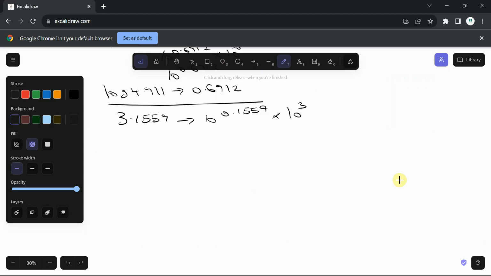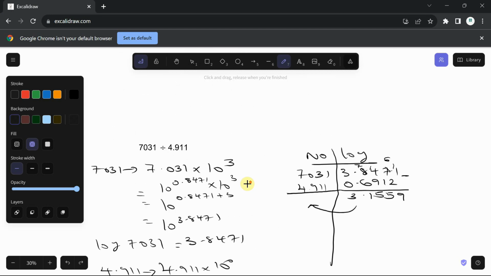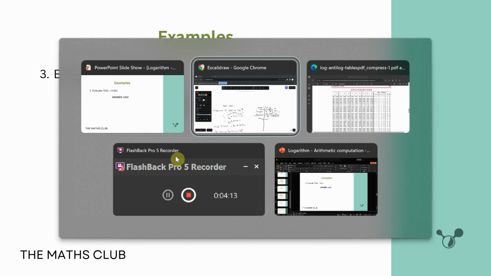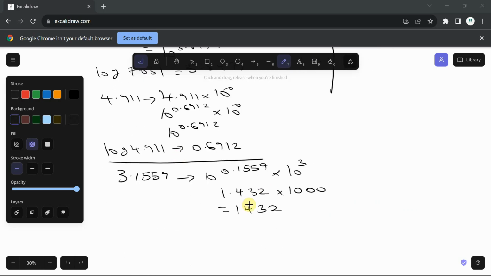So this will be 1.432 times 10 raised to the power of 3. 10 raised to the power of 3 is 1000. So if I multiply these two, I will have 1432. So this should be our answer when 7031 is divided by 4.911. Let's see if we're correct. 1432. Great.